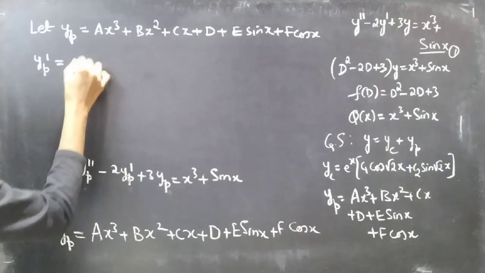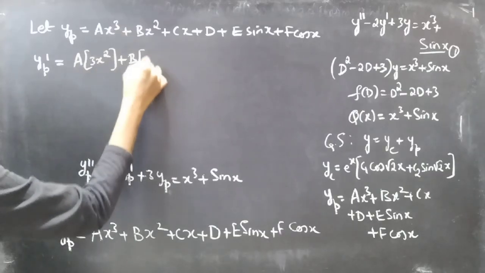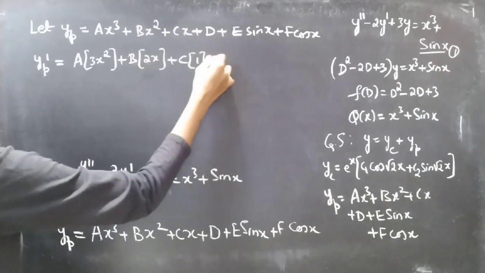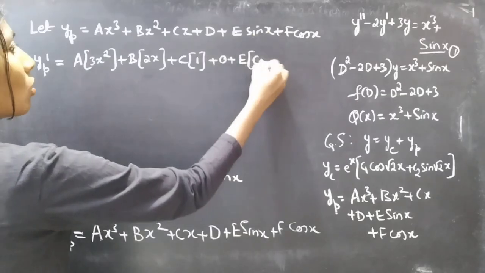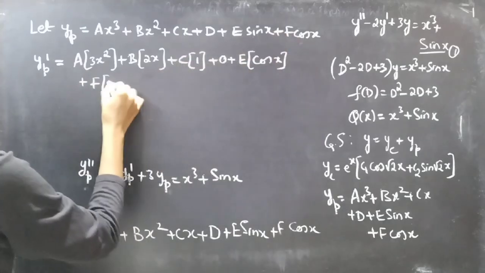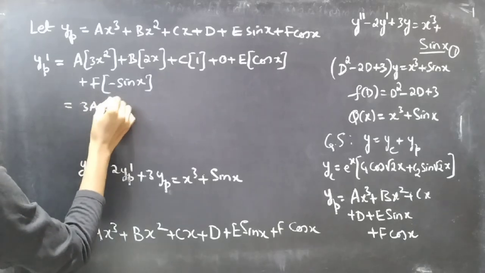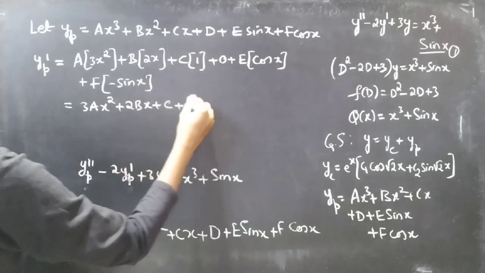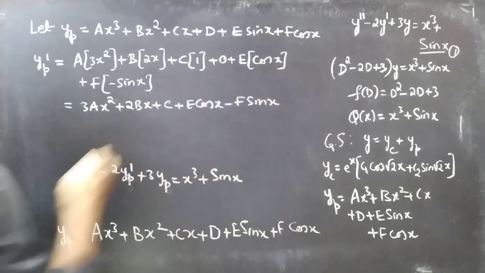Yp dash equal to a into derivative of x cube, 3x square, plus b into derivative of x square, which is 2x, plus c into derivative of x, 1, plus derivative of constant, 0, plus e into derivative of sin x, which is cos x, plus f into derivative of cos x, which is minus sin x, right? This gives us 3ax square plus 2bx plus c plus e cos x minus f sin x. So this is our yp dash.